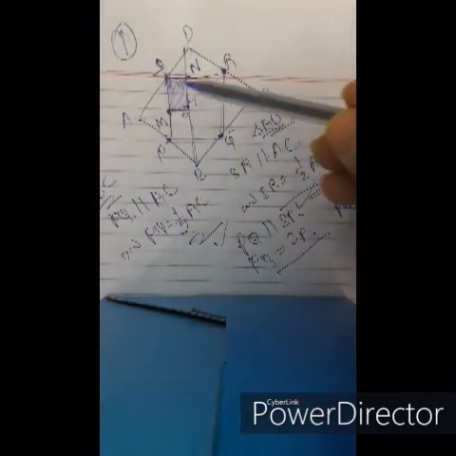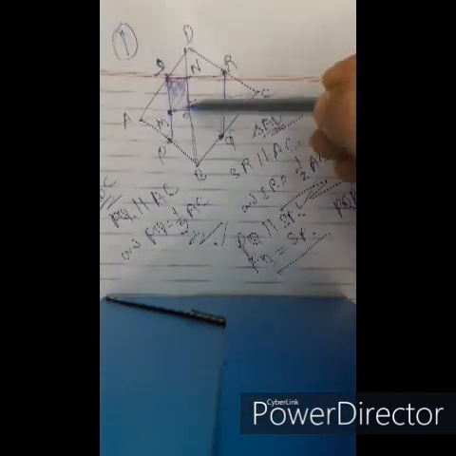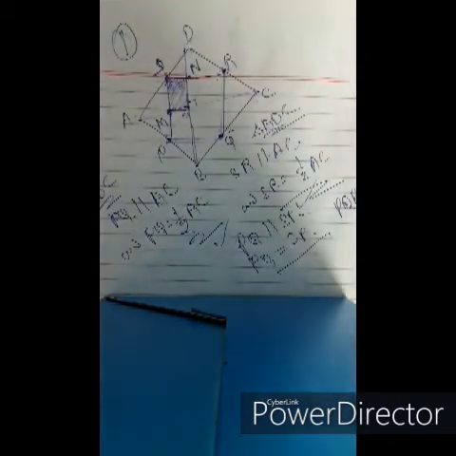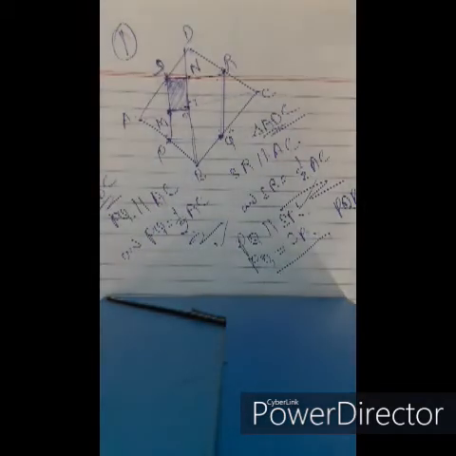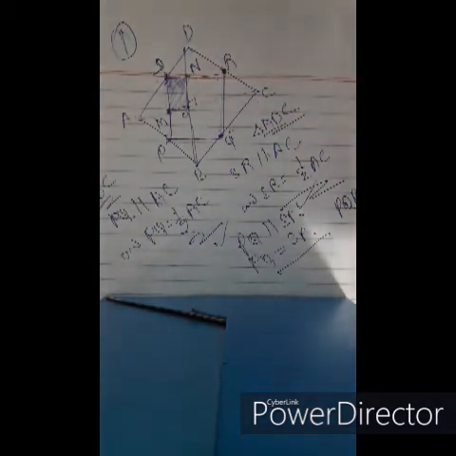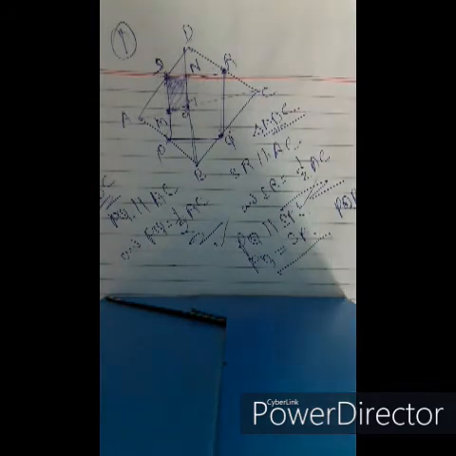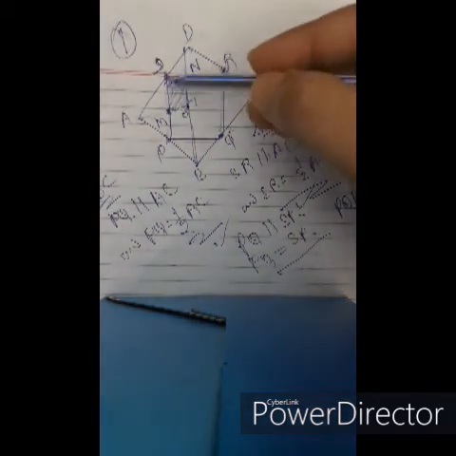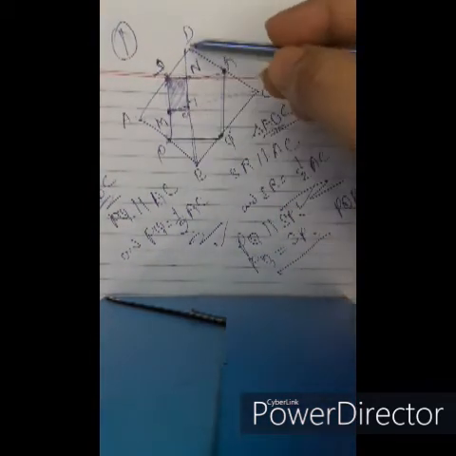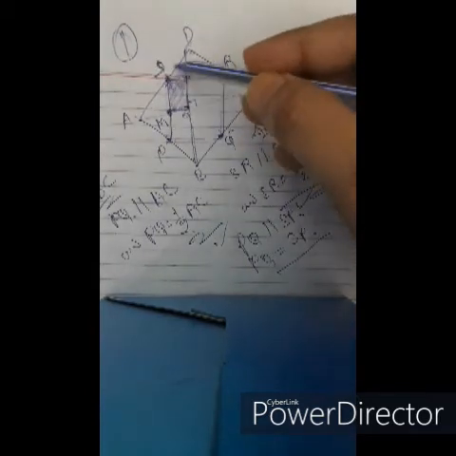We have seen that SR is parallel to AC, that makes SN parallel to MO. SR is parallel to AC, and SN lies on SR and MO lies on AC. So SN is parallel to MO. Also, PS is parallel to BD, so that makes MS parallel to ON.